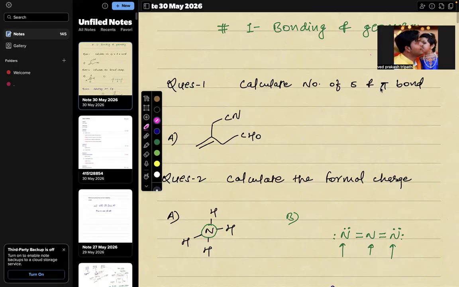Okay, look at the very first question. The question is: calculate the number of sigma and pi bonds.